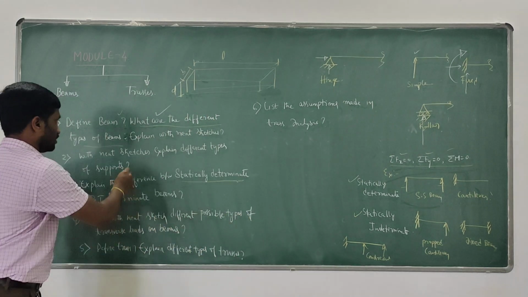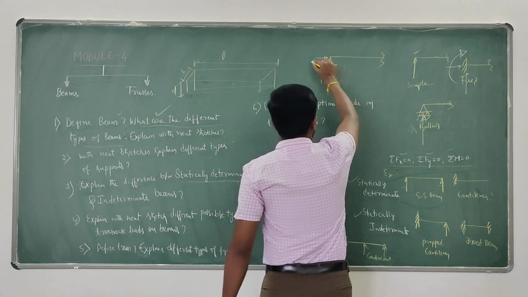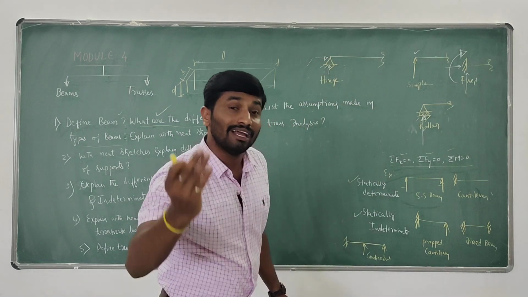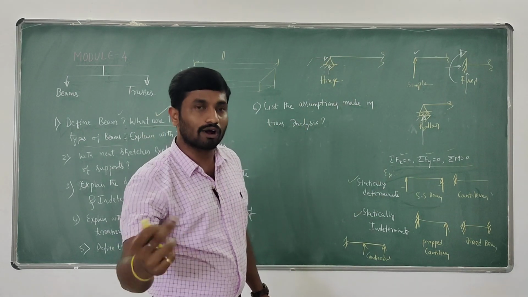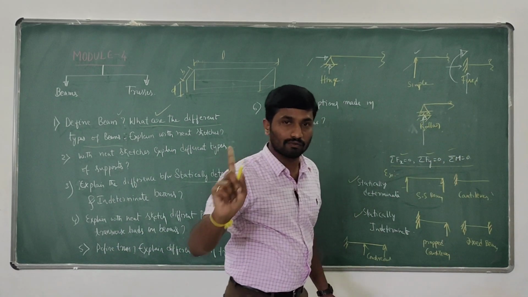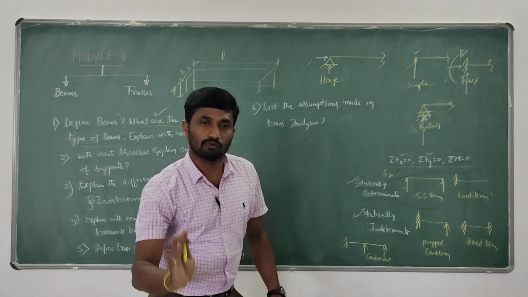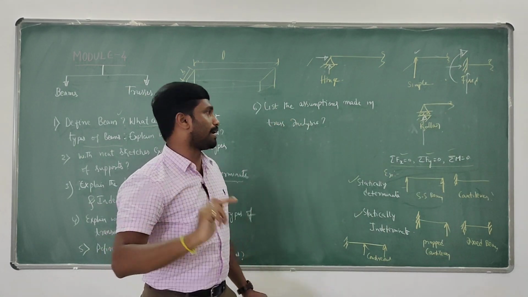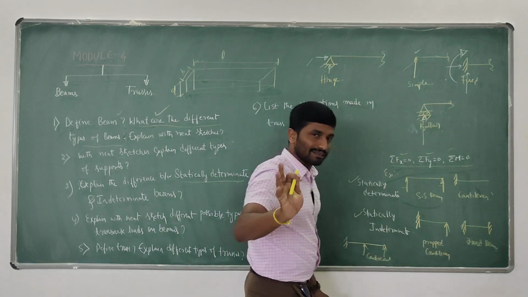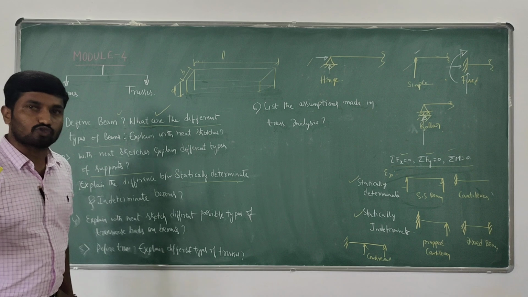The next question, with neat sketches, explain different types of supports. I have already explained. Hinge is one type of support. There are two translations, one vertical, one horizontal. Simple support, only one vertical reaction. Fixed support, there are three: one vertical, one horizontal, and moment. Roller, only one. So these are different kinds of supports.